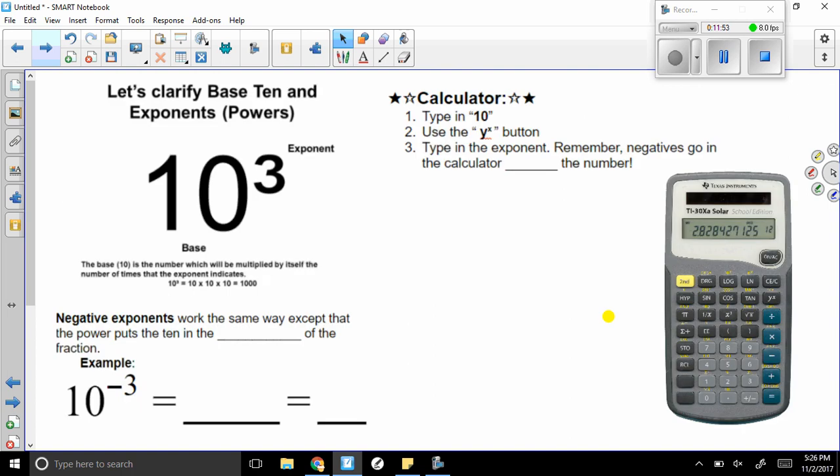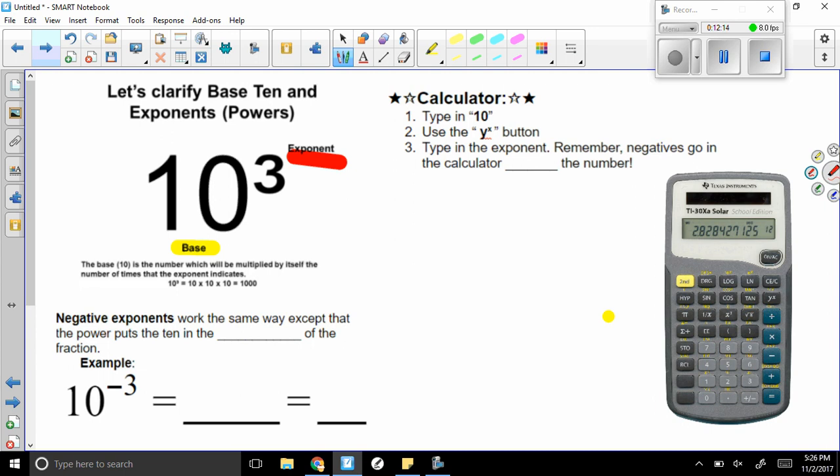So real quick review here. You guys can read this on your own, but I do want to point out that the base is that big number. So whenever I talk about the base, I'm talking about the 10 here because we're talking about powers of 10. And the exponent is that little number, that 3, that tells us that we're multiplying 10 by itself 3 times.